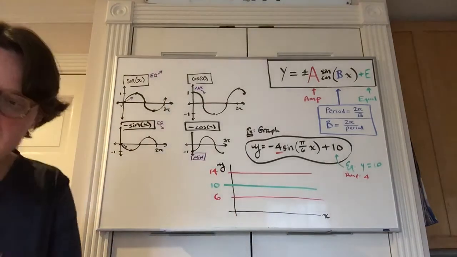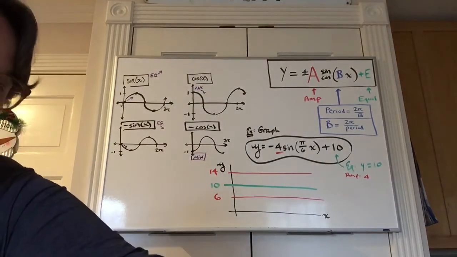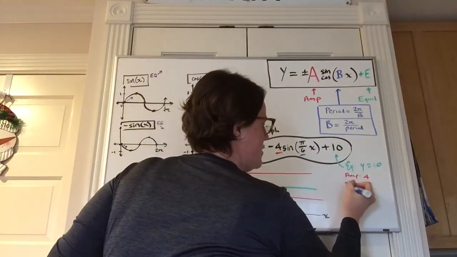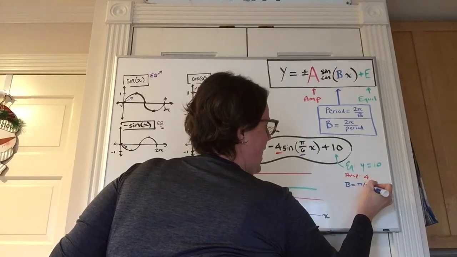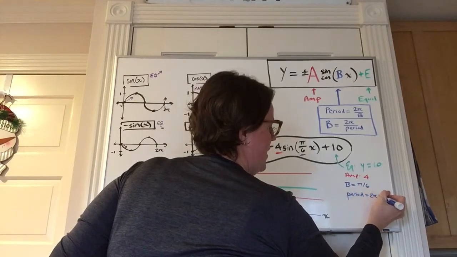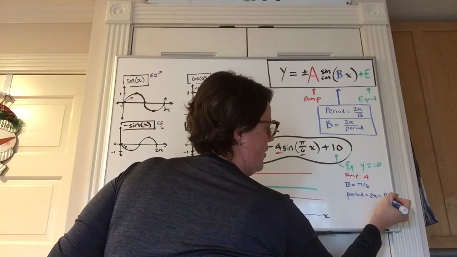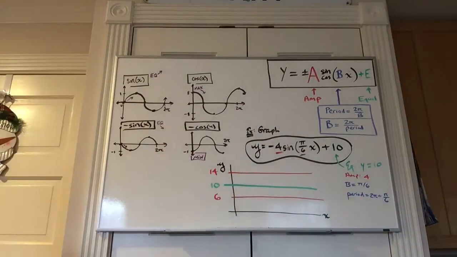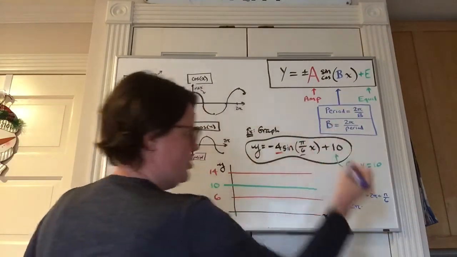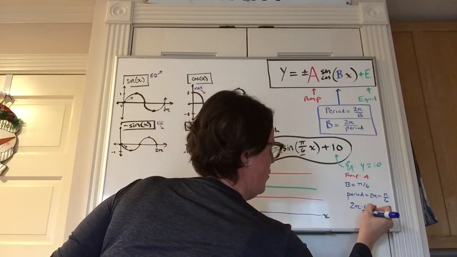Okay, and then for this equation, the b value is pi over 6. And I know that the period will be 2 pi divided by the b value. So my period is going to end up being 2 pi times the reciprocal of what's in there, 6 over pi.